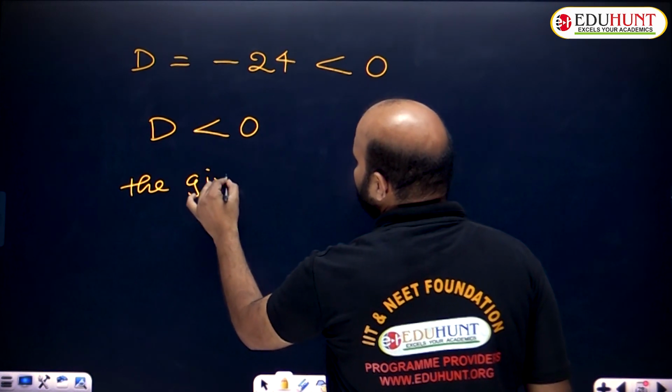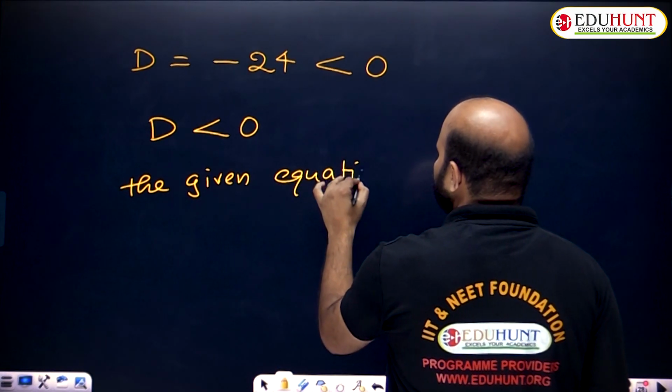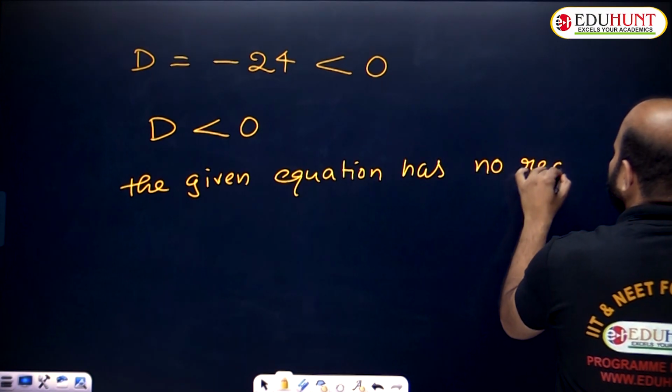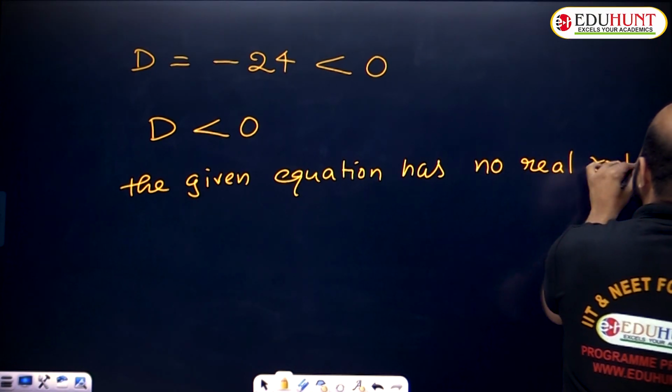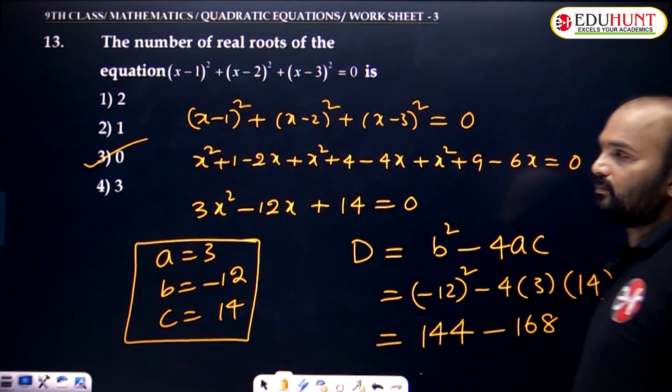The given equation has no real roots. Which option is the right answer? Option 3 is the right answer, 0. Am I clear?